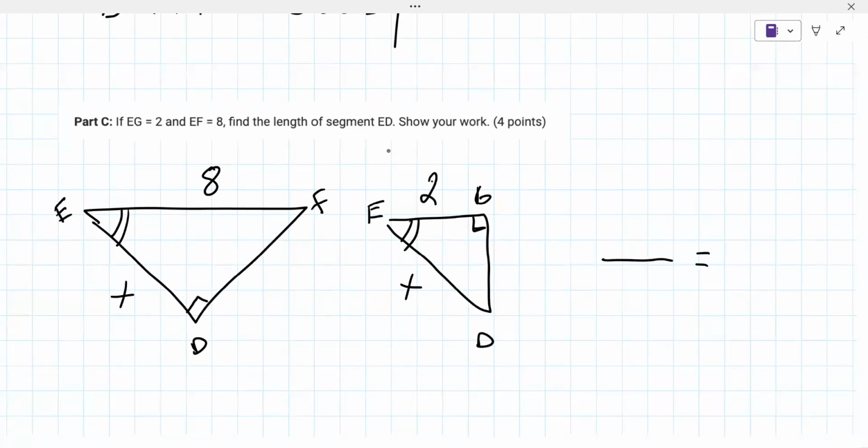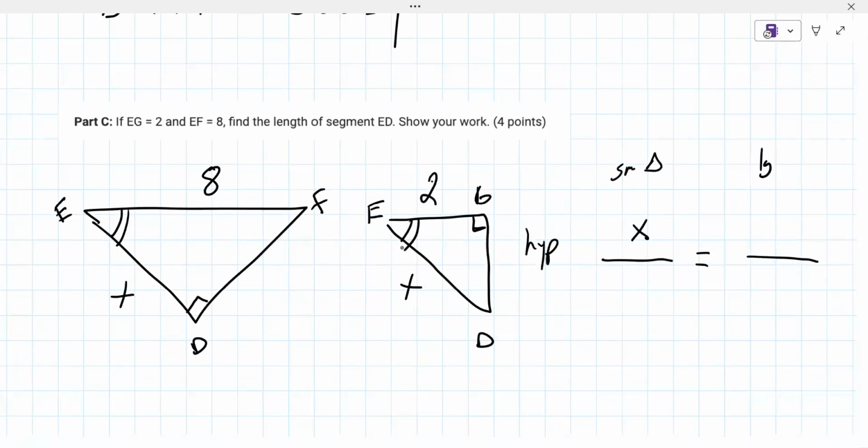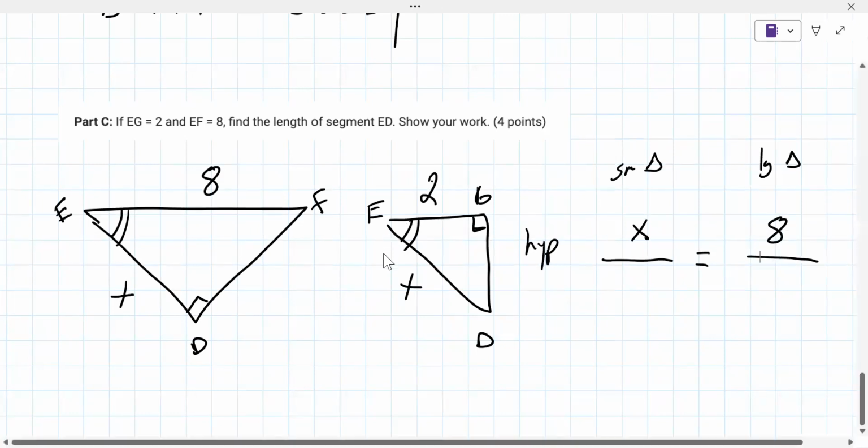So we're going to set up a proportion here. We're going to use the small triangle over here on the left, and then the hypotenuse on the top. So the hypotenuse of the smaller triangle is x. In the larger triangle, the hypotenuse is 8, because you can kind of see it's the longer side. Is that okay? Yeah. All right. Now we've got to go for the other side.